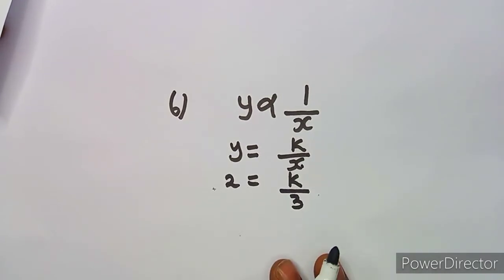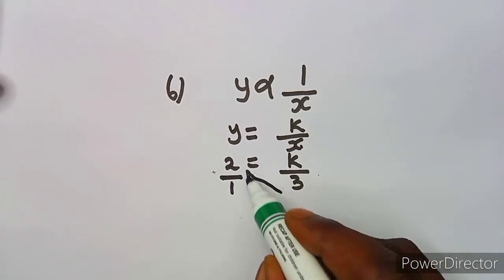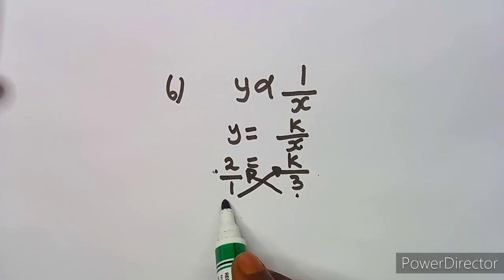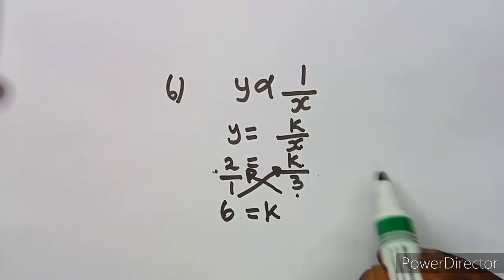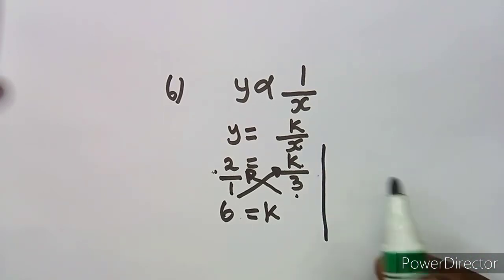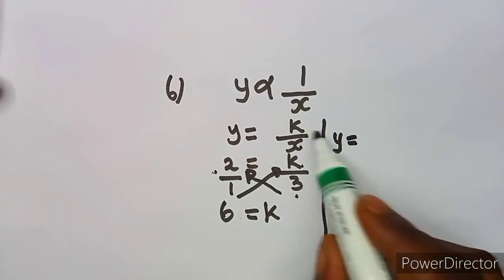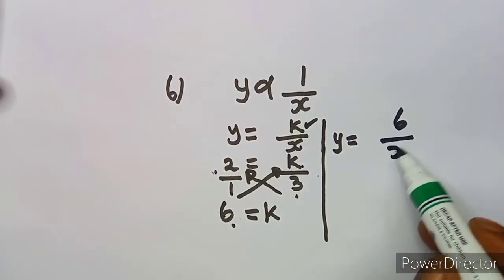So just like the previous part, we can cross multiply. This is like over 1, so it's 3 and 2, 1 and k, like this. So 3 times 2, that's 6, 1 times k, which is k. So now we need the relationship. So it's going to be y is equal to, in place of k, you substitute 6. So it's 6 over x, like this.